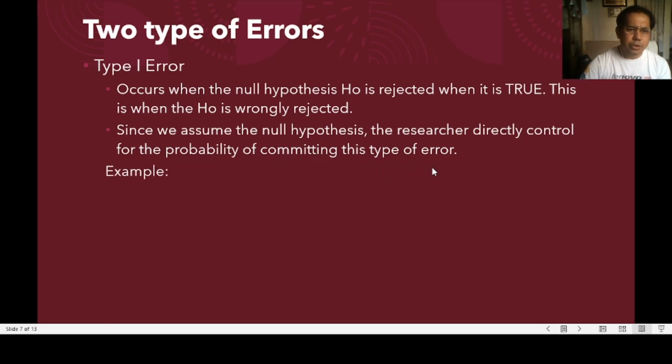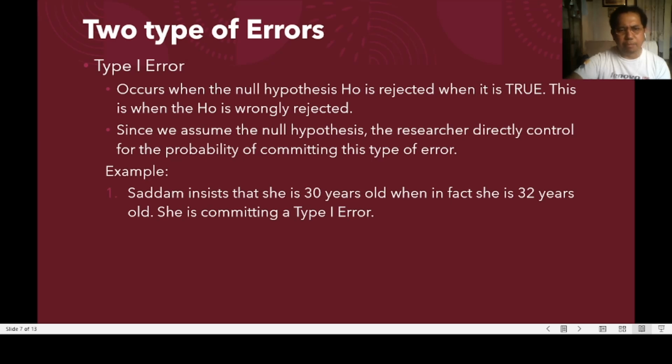Now, for example, Saddam insists that she is 30 years old when in fact she is 32 years old. This is a lady. It was established that she is 32 years old, but she insisted that she is 30 years old. Now she is committing type 1 error. So that is the example.